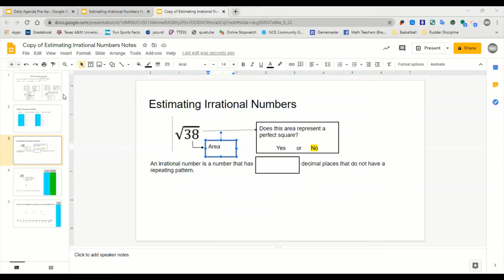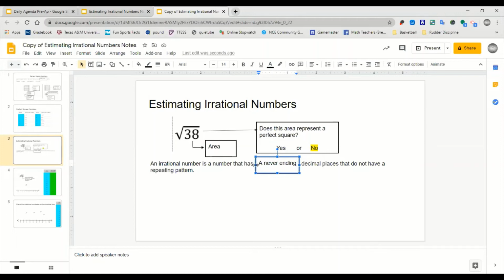All right, so when we look at the definition of an irrational number, it says an irrational number is a number that has never-ending decimal places that do not have a repeating pattern. So like when we put this in the calculator, you guys would get 6 point something, something, something, and it would never stop.